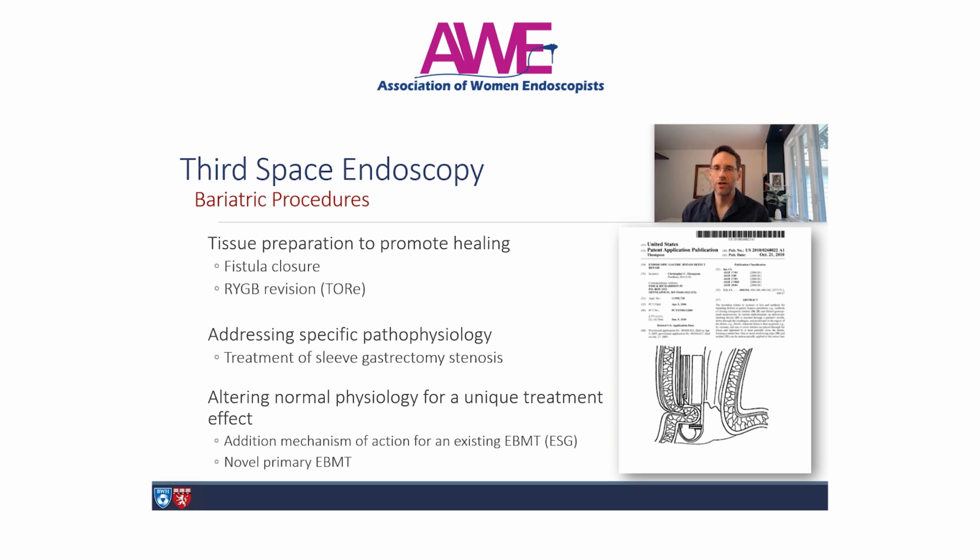And here are some endobariatric procedures where we're beginning to utilize third space techniques. First, we use these techniques for tissue preparation to promote healing when we're performing fistula closures, in particular gastrogastric fistula, and also when we're performing TOR procedures, transoral outlet reduction, for failed gastric bypasses that have dilated gastrojejunal anastomoses. We also address specific pathophysiology when we're treating sleeve gastrectomy stenosis that's refractory to balloon dilation, and we're doing tunnel stricturotomies there. And we're also using it to alter normal physiology for unique treatment effects when we're doing BEAM procedures. That's bariatric endoscopic antral myotomy, and we're doing these pylorus-sparing antral myotomies to delay gastric emptying.